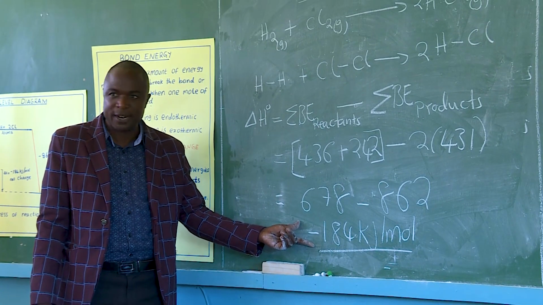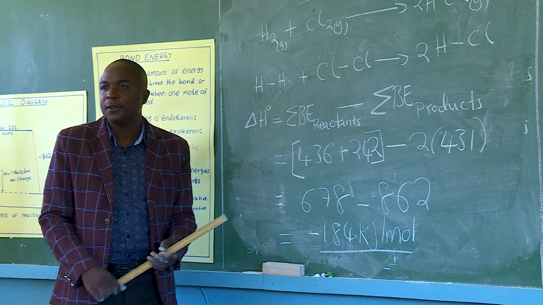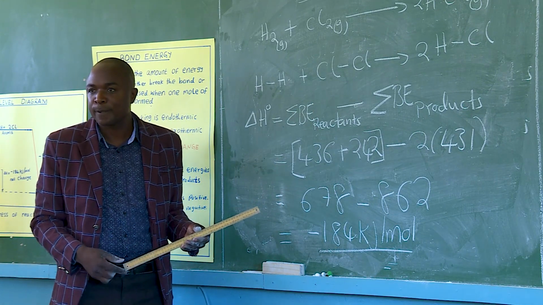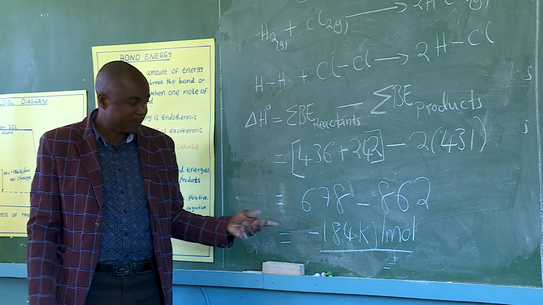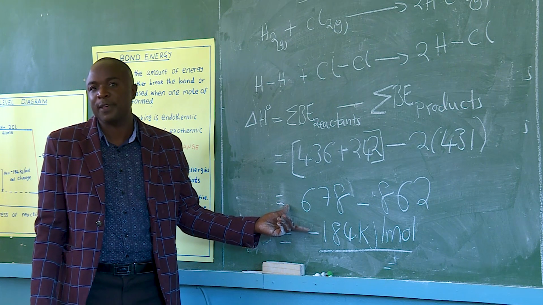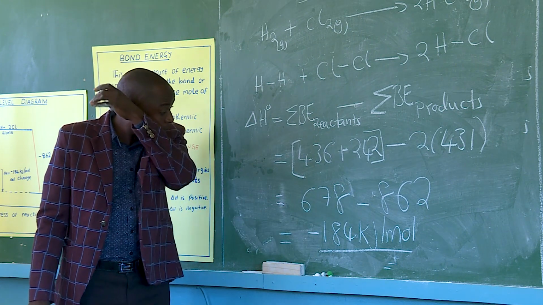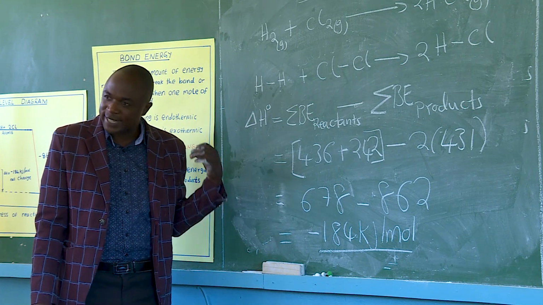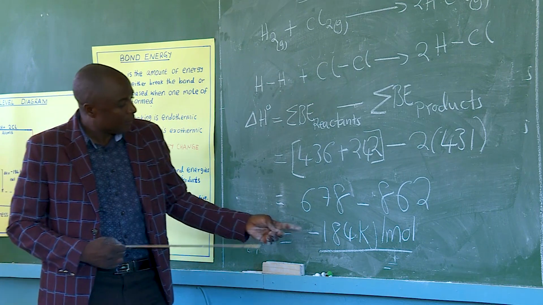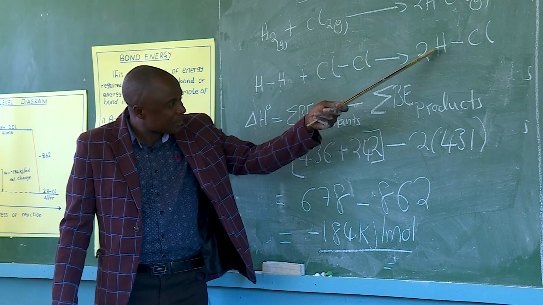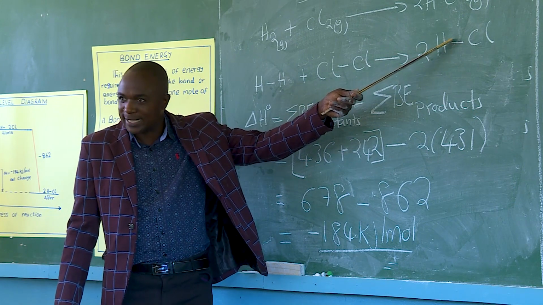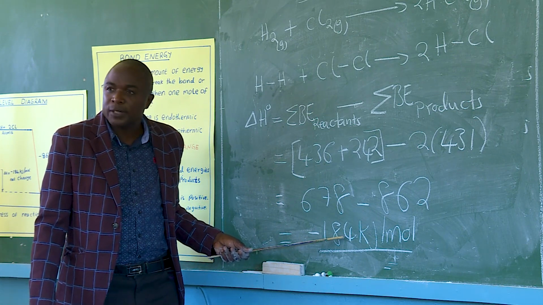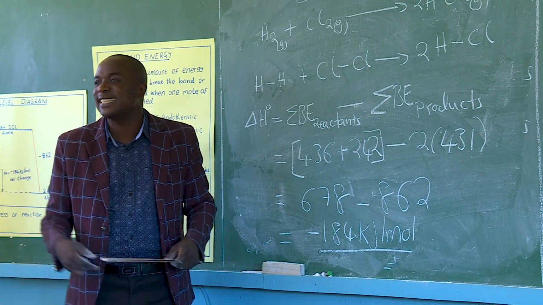The negative value, what does it mean? Yes, Temweka? It means that the reaction is exothermic. Negative 184 means this reaction is exothermic. It also means that for these 2 moles of hydrogen chloride to be formed, 184 kilojoules of energy must be released.